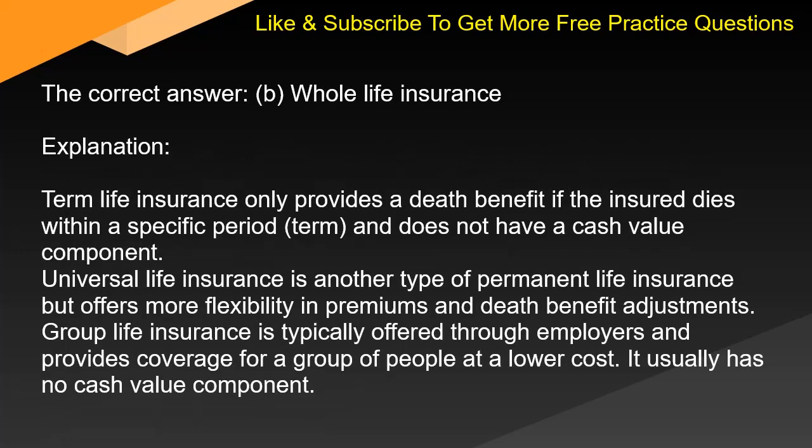The correct answer, B. Whole life insurance. Explanation. Term life insurance only provides a death benefit if the insured dies within a specific period, term, and does not have a cash value component. Universal life insurance is another type of permanent life insurance but offers more flexibility in premiums and death benefit adjustments. Group life insurance is typically offered through employers and provides coverage for a group of people at a lower cost. It usually has no cash value component.